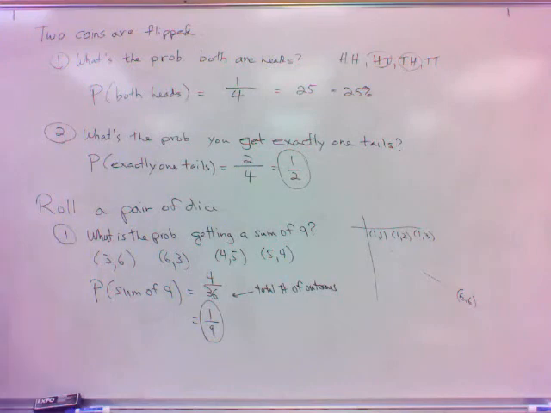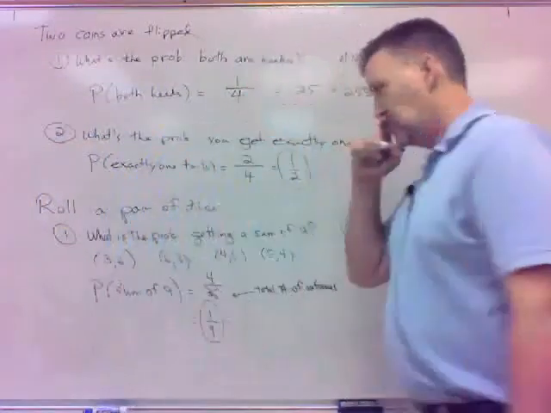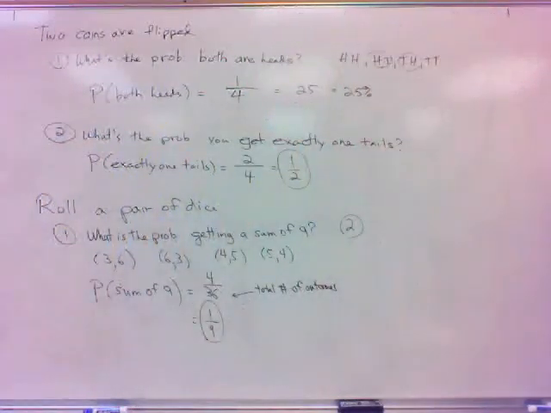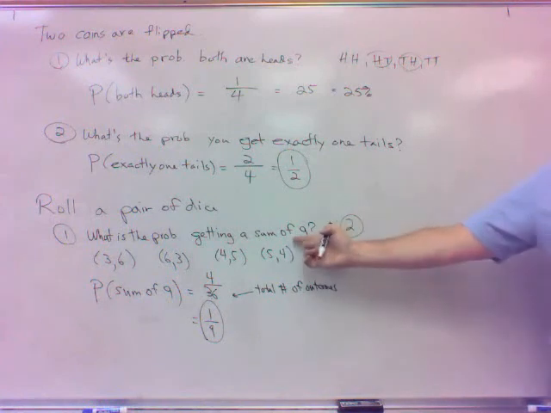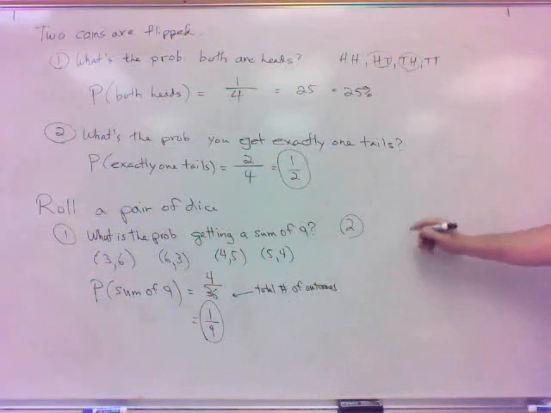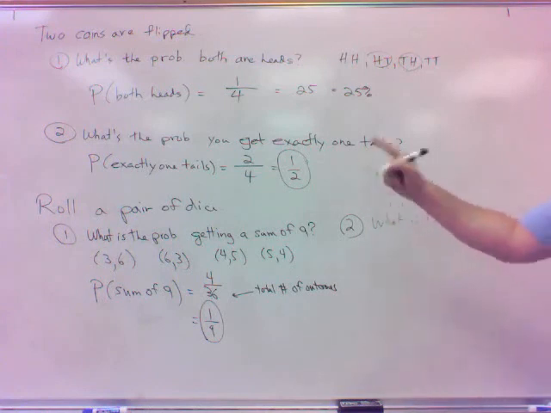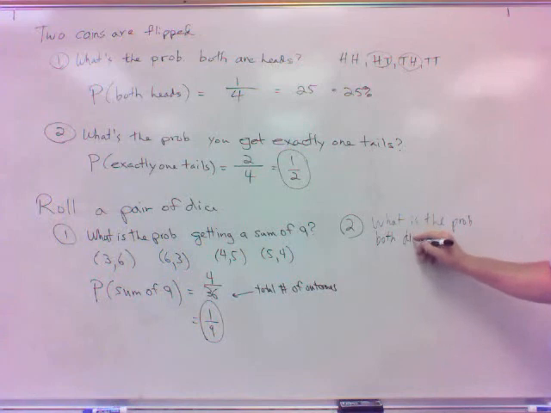Okay, so let's try another one of those. The top number is the number of successes. That's how many ways it could happen that you get a sum of 9, the successful ways of getting 9. And then the bottom is how many possible outcomes there are altogether. Let's do another. All right, so what is the probability both dice are odd?